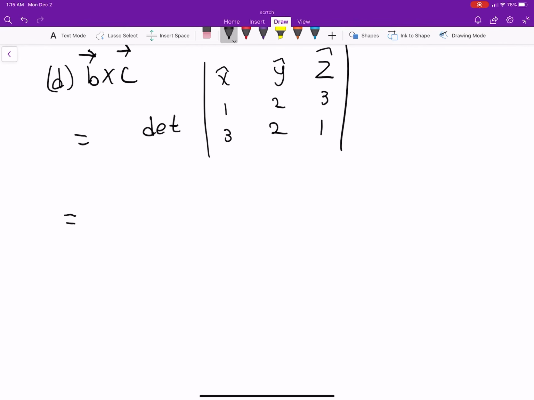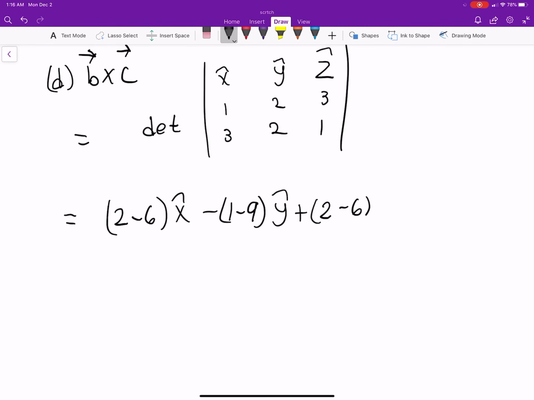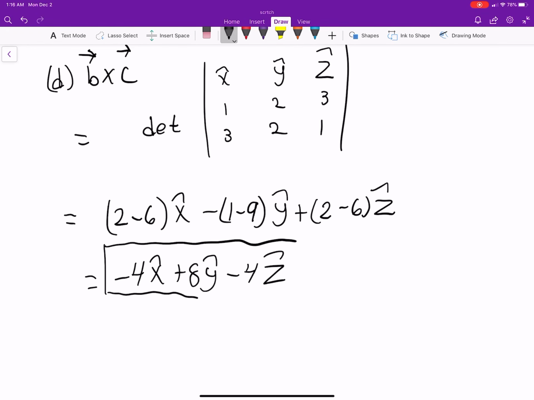So I'm going to go ahead and work through this. This will be 2 minus 6 x hat minus 1 minus 9 y hat plus 2 minus 6 z hat, which is minus 4 x hat plus 8 y hat minus 4 z hat. And that is how we calculate the cross product.